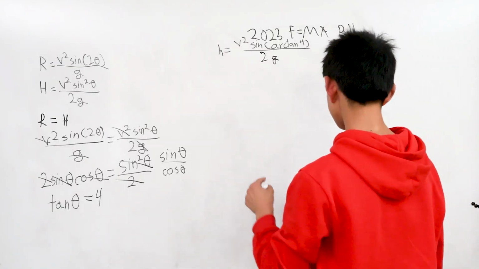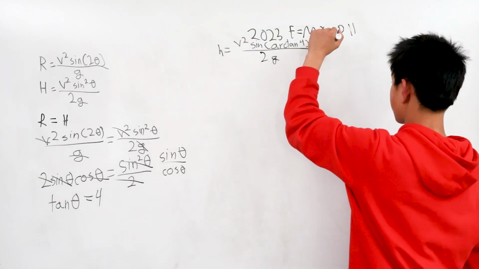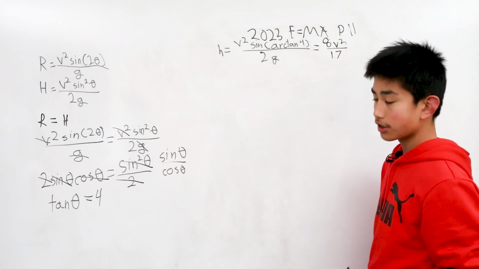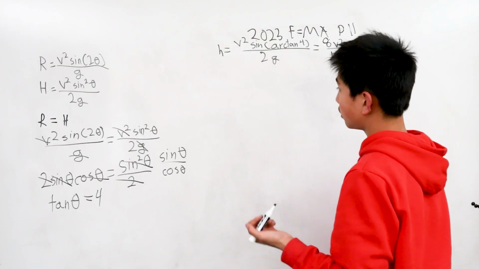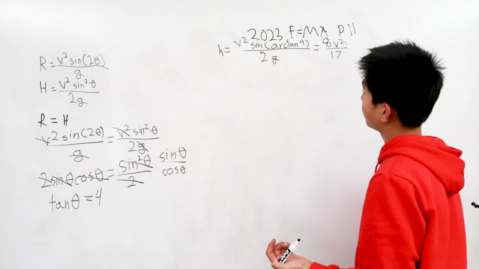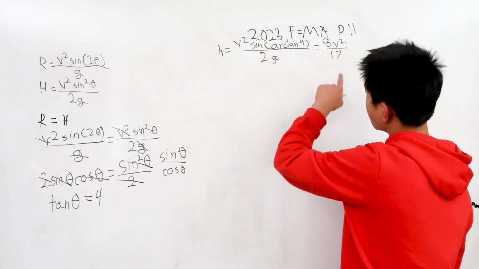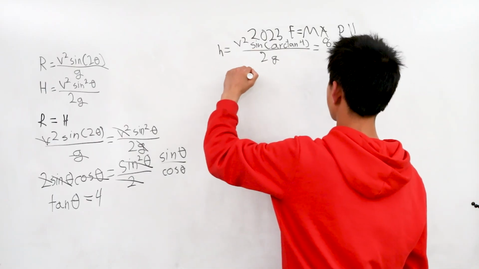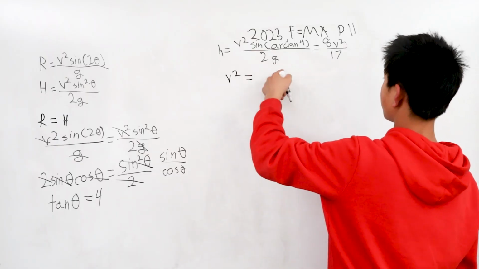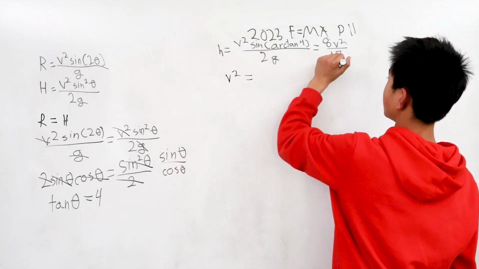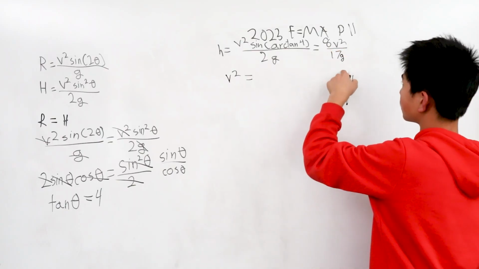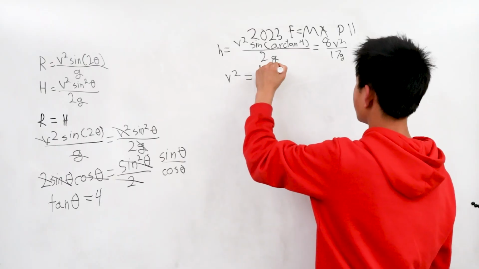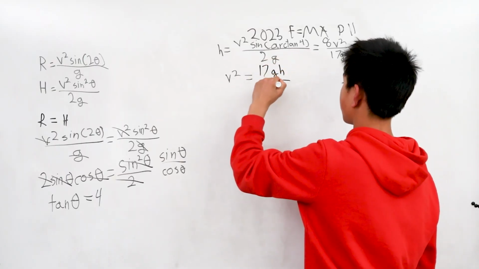This evaluates to 8v squared over 17. And since ideally we want an equation for the velocity, or equations for all the variables to make things easier, the velocity squared, when you multiply the 17 over, the g, is 17 gh divided by 8.